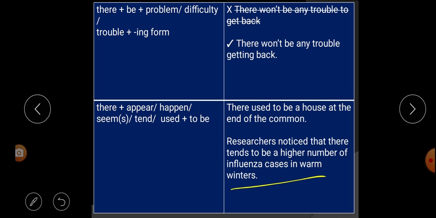Another sentence. Researchers noticed that there tends to be a higher number of influenza cases in warm winters. So look at this sentence. First of all, introductory there. Then we use the word tends according to our rule. Next we use to be, and the sentence is completed. Researchers noticed that there tends to be a higher number of influenza cases in warm winters. So in this way also we can use introductory there.